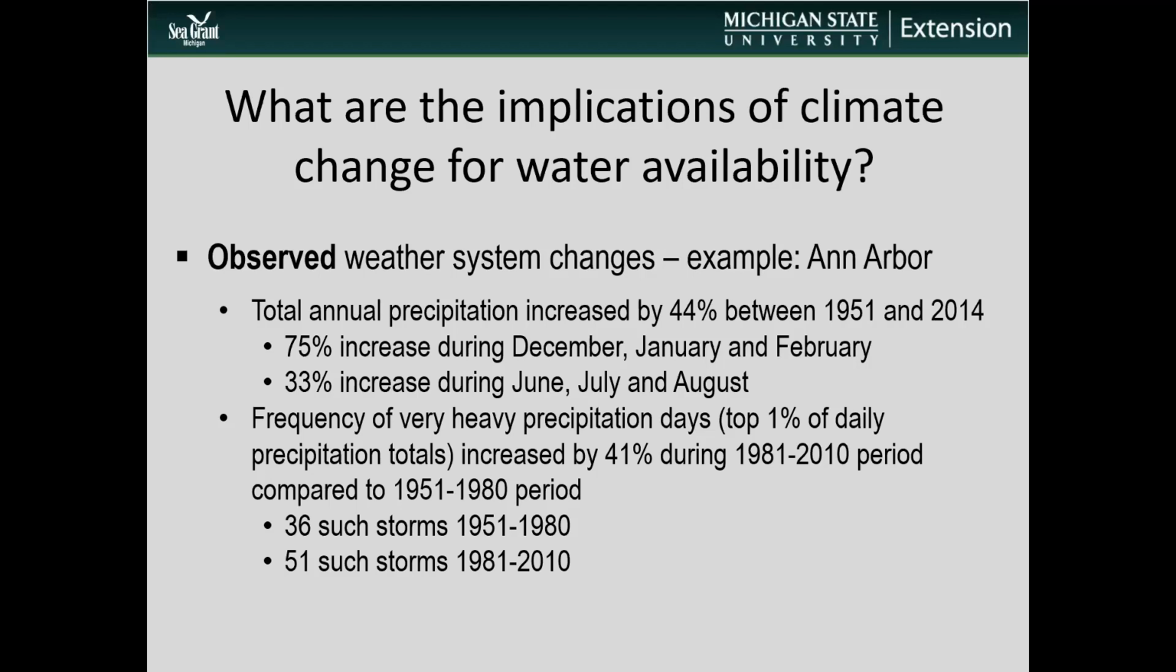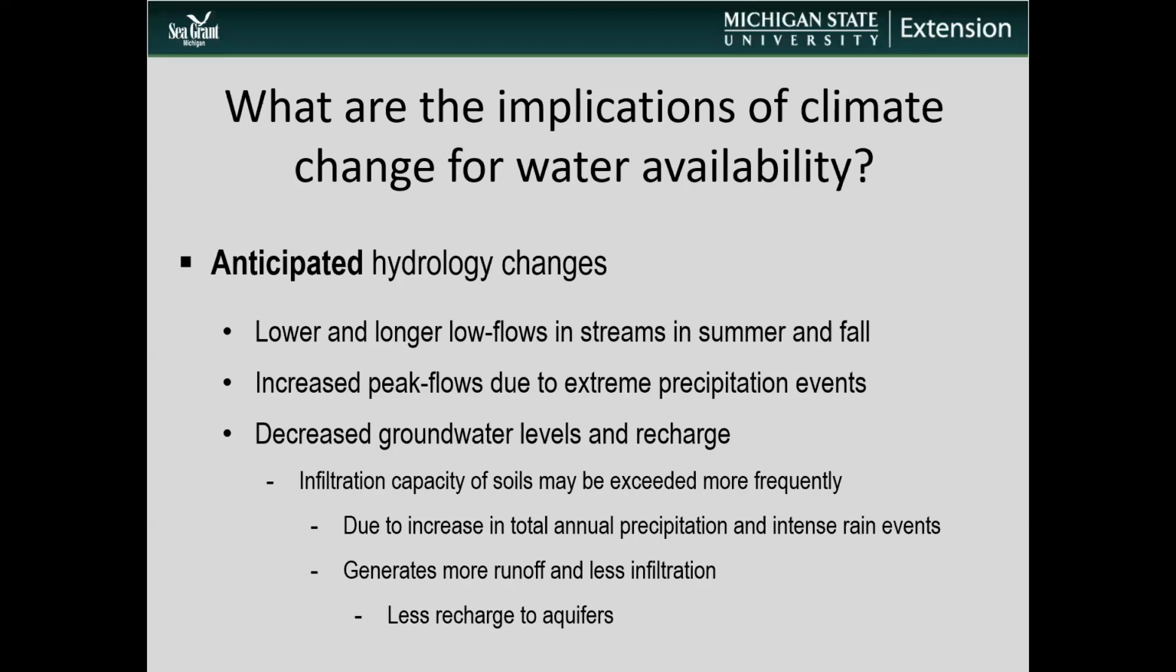If we think about our anticipated changes in hydrology, we're talking about lower low flows. So in the summertime, not as much base flow. Longer low flow periods, increased peak flows, so we get extreme precipitation events, too much water coming in at once. Our infrastructure is not necessarily designed to handle those extreme flow events. I didn't put any pictures up here, but we here on campus at MSU dealt with a pretty significant flood event in February of 2018. We kicked our emergency services into gear, but it was very expensive and very stressful.